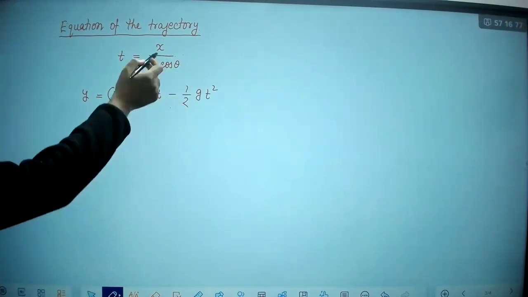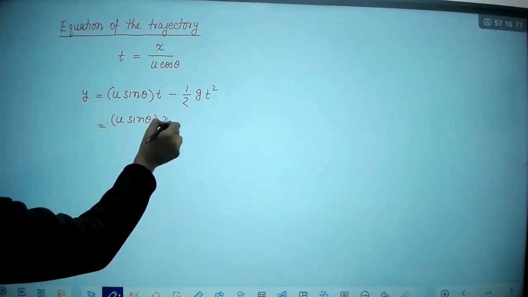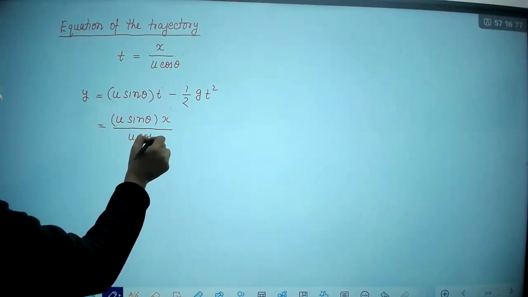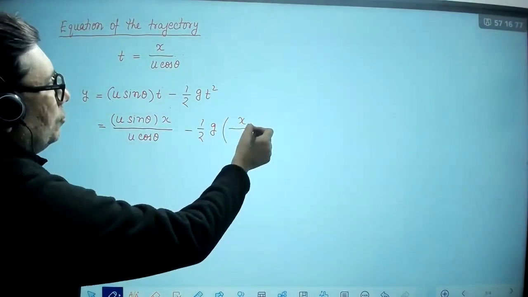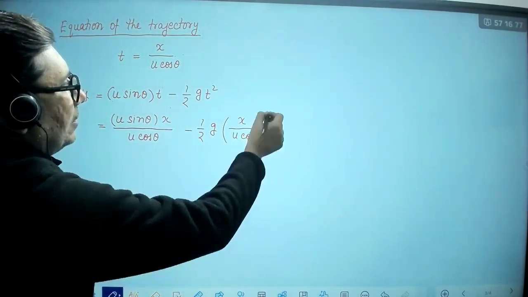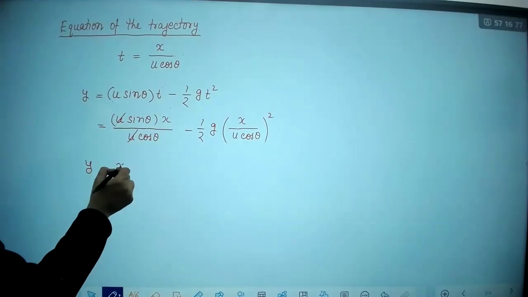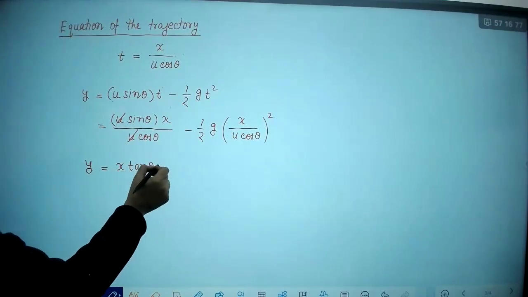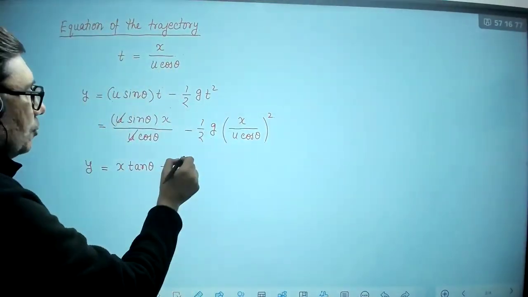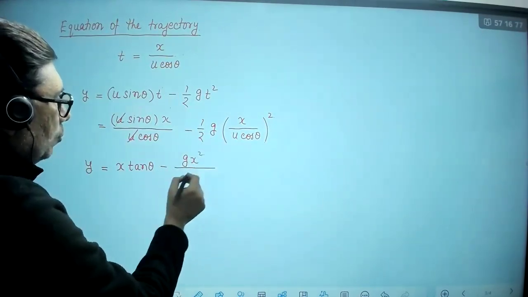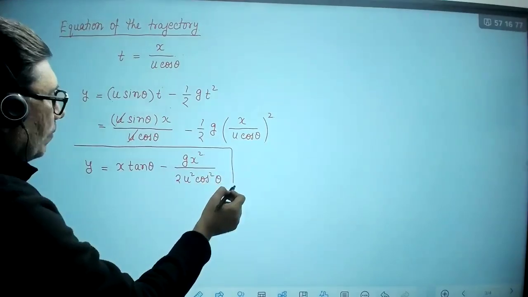Substitute this t here. So if you substitute t, we will have u sin theta, and in place of t, this will be x upon u cos theta, minus 1 by 2 g, and this will be x upon u cos theta, squared. Here the u is going to cancel out, and the equation of trajectory will be y equals x tan theta minus 1 by 2 gx square upon u square cos square theta, that is, gx square upon 2 u square cos square theta.